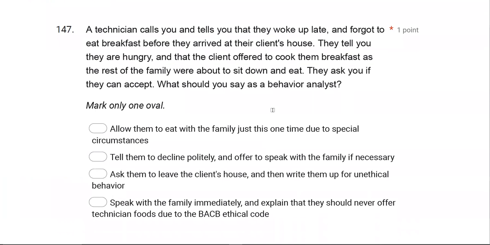147, a technician calls you and tells you that they woke up late and forgot to eat breakfast before they arrived at their client's house. They tell you they are hungry and that the client offered to cook them breakfast as the rest of the family were about to sit down and eat. They ask you if they can accept. What should you say as a behavior analyst?